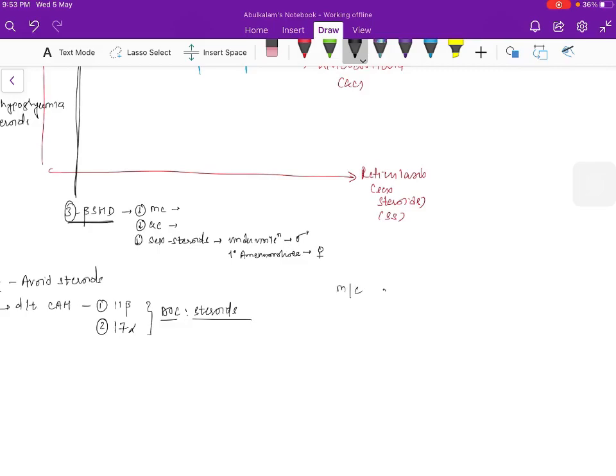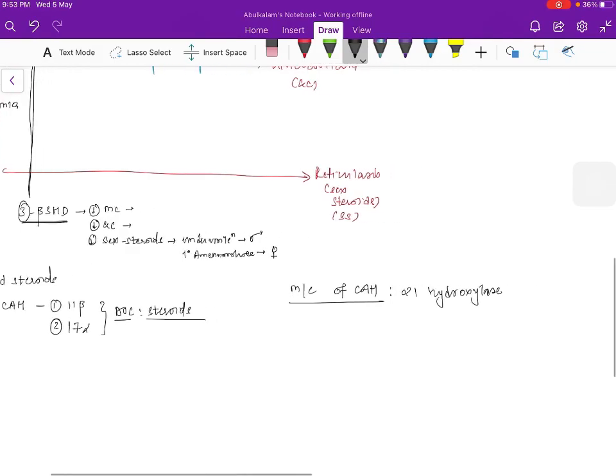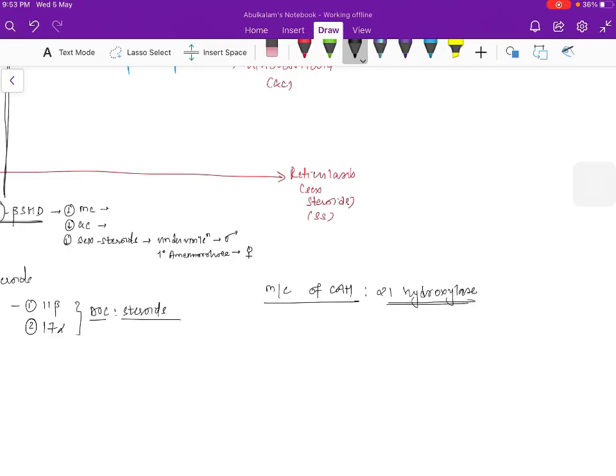Now most common cause of CAH, congenital adrenal hyperplasia, is 21 hydroxylase deficiency. If you remember, again 21, it is before DOCS, so decreased mineralocorticoid, decreased glucocorticoid, and increased sex steroids, right? So most common cause of CAH is 21 alpha hydroxylase. For screening we use 17 hydroxyprogesterone levels, right?